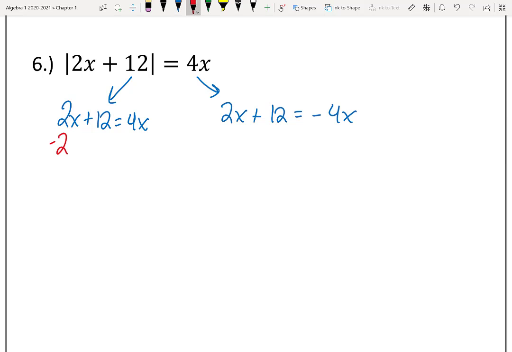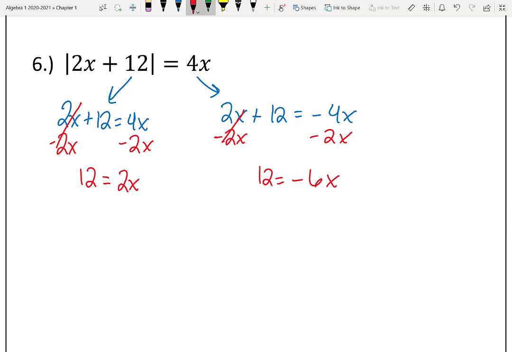Solving that involves getting my x's together. So here on both of those, I'm going to subtract 2x from both sides just to get my x's together in one step. That gives me 12 equals 2x, and 12 equals negative 6x. Now I just divide by my coefficient. 6 equals x, and here divide by my coefficient of negative 6, and I get negative 2 is my other x value. Now it looks like there's no issue, right?